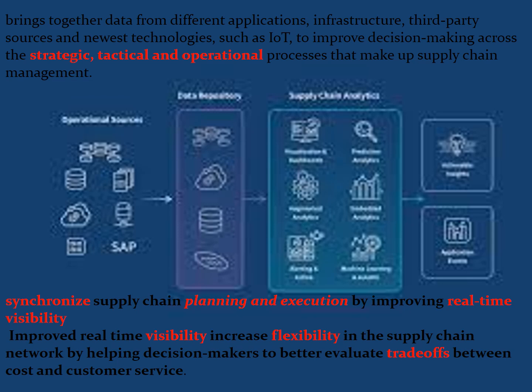The next part of our discussion is how does supply chain analytics work in a supply chain. So supply chain analytics brings together data from different applications, infrastructure, third-party sources, and newest technologies like IoT to improve decision making across the strategic, tactical, and operational processes that make up supply chain management. It also helps synchronize supply chain planning and execution by improving real-time visibility into these processes and their impact on customers and the bottom line.